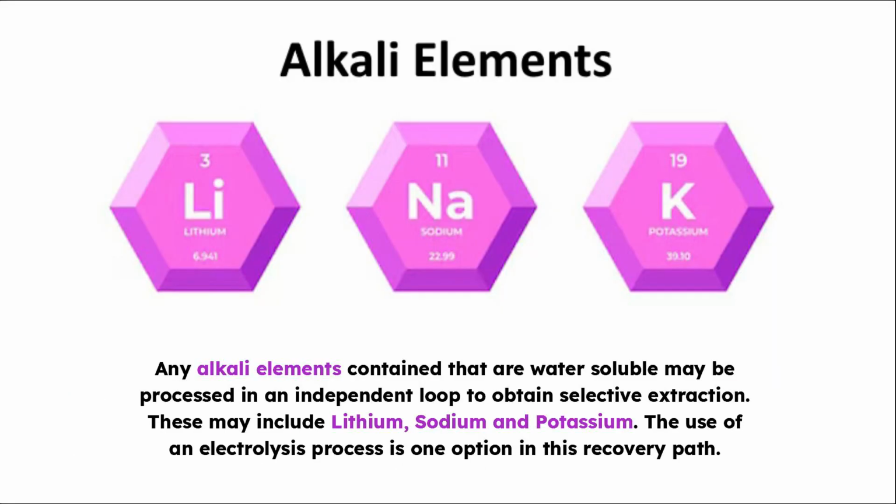Any alkali elements contained that are water-soluble may be processed in an independent loop to obtain selective extraction. These may include lithium, sodium, and potassium. The use of an electrolysis process is one option in this recovery path.